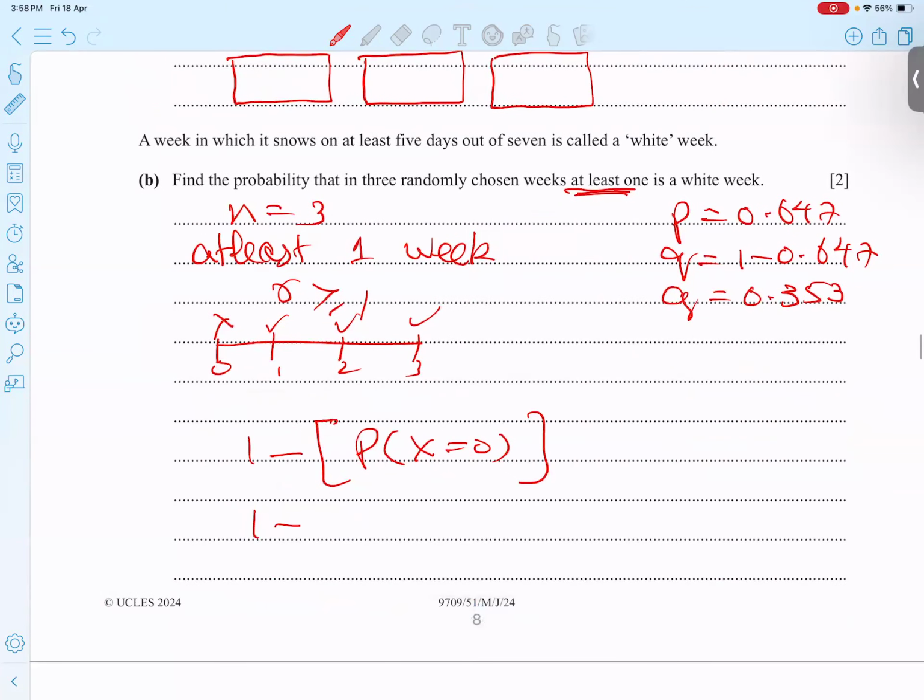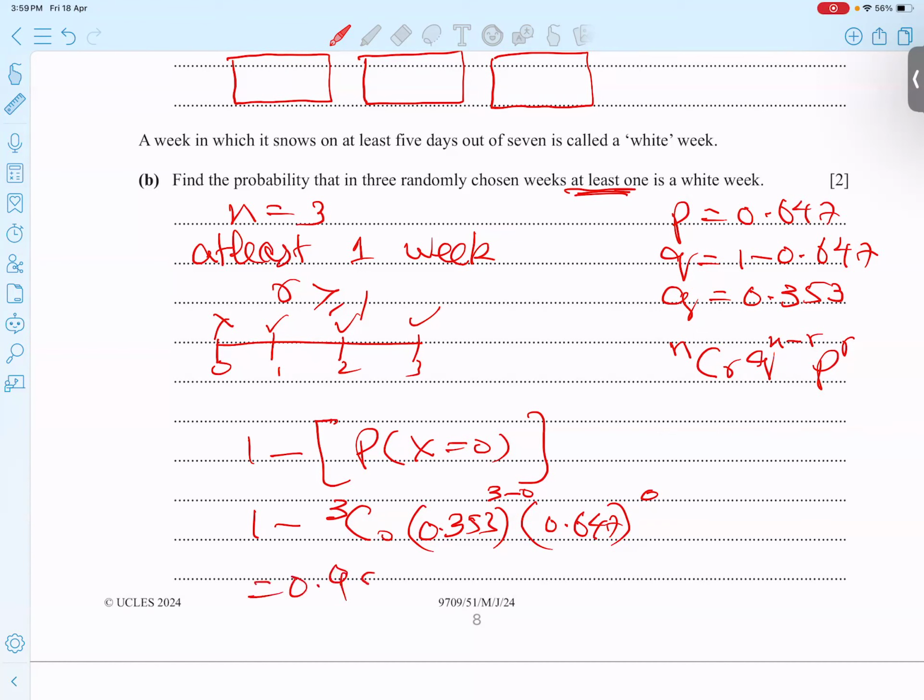And 1 minus, the formula is nCr Q to the power n minus r, P to the power r. n is 3, so 3C0, Q to the power 3 minus 0, P to the power 0, where Q is 0.353 and P is 0.647. When you subtract it, 1 minus 0.353 to the power 3, the answer turns out to be 0.9560, which is the 3 SF answer. I hope the point is very clear.